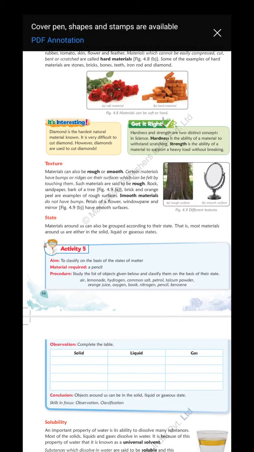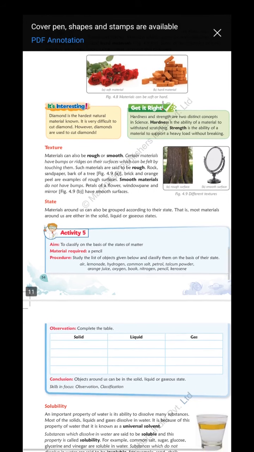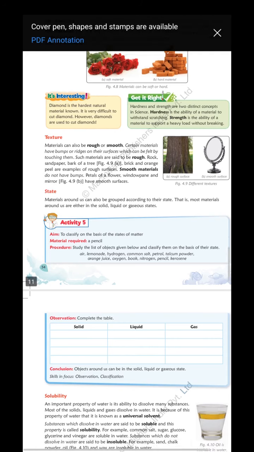And texture means by looking how it is rough or smooth. Rocks, sandpaper, bark of a tree, how is it, rough or smooth? Bark of a tree is rough. Smooth materials do not have bumps. And the petals of flowers, how smooth they are. Our skin also is smooth. Window pane and mirror are also smooth surfaces. The plain mirrors we use in our regular life, how smooth they are. In that manner, smooth objects we can observe.